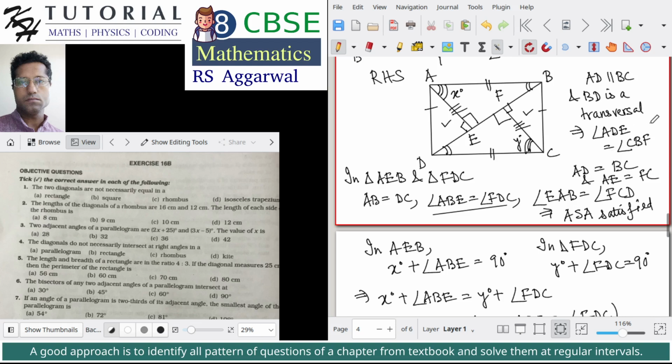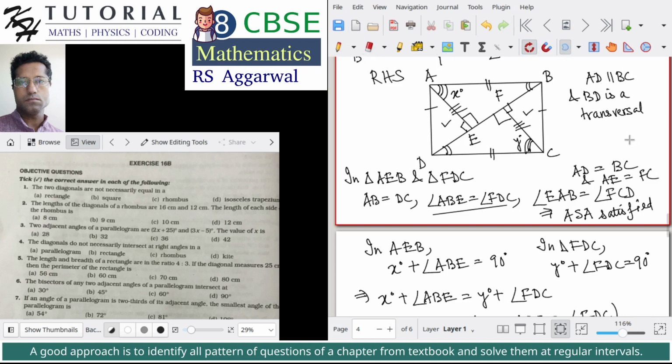All these facts: AE is equal to FC, AD is equal to BC, and angle ADE is equal to angle CBF. This is not required. So in triangles ADE and BFC, we see that both the triangles are right angle triangles, and the hypotenuses are the same, that is AD is equal to BC, and also one arm is the same, that is AE is equal to FC.